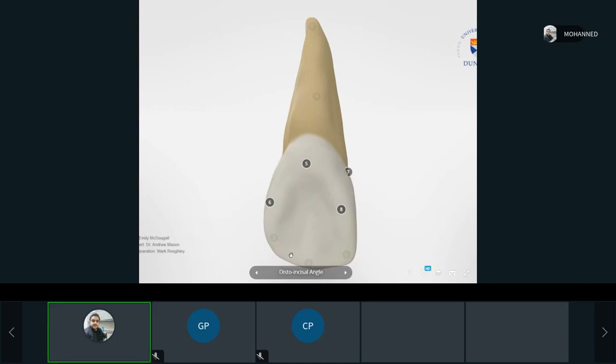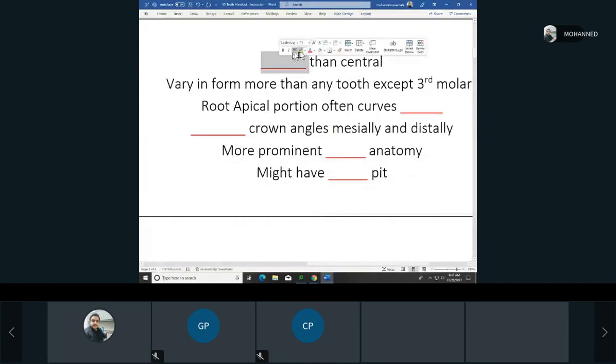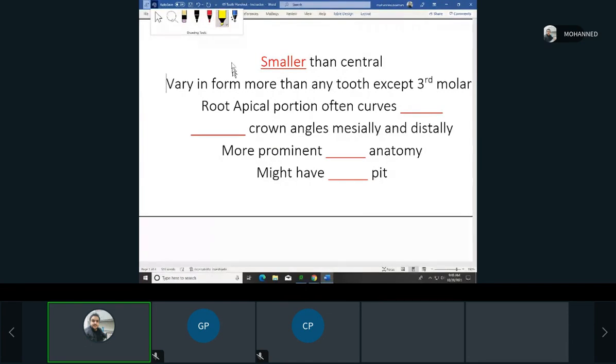And that's that. Let's move on back here. So it is smaller than the central incisor, right? And a lot of these, we compare to the tooth before it. One thing about it is that it varies in size and shape more than any other tooth except for the third molar. So it varies more than any other tooth.